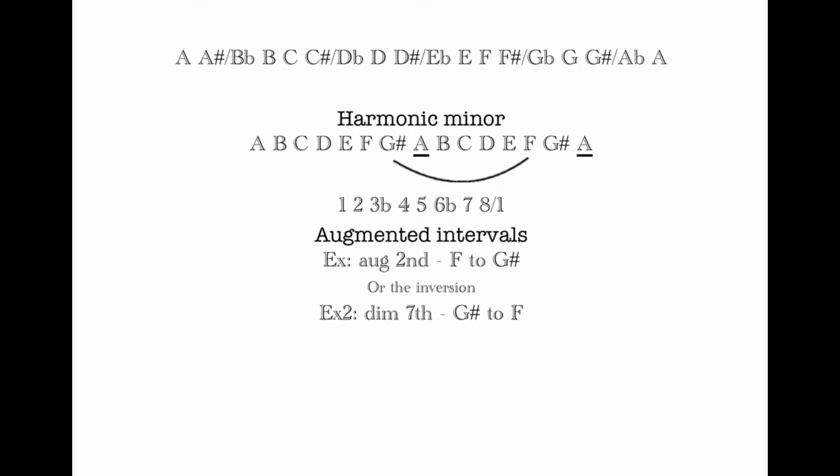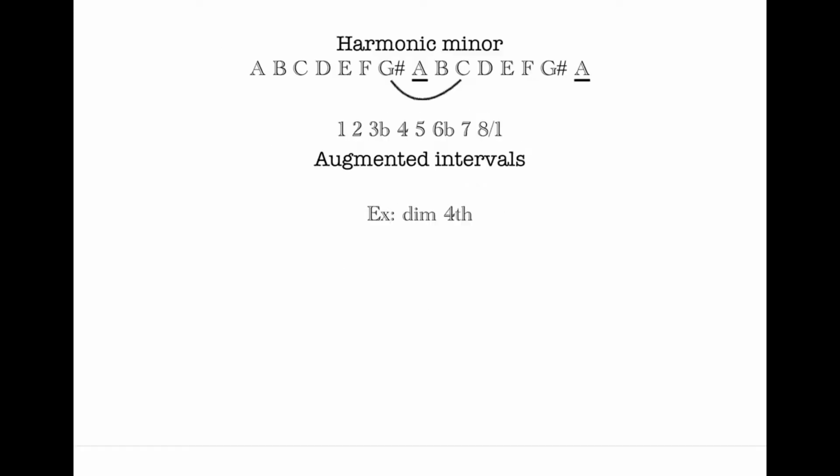In this next example, we see the inversion of the previous interval. This goes from G sharp to F. The letter names suggest that there's some kind of 7th, but it's definitely not a minor 7th because these notes are only 9 half steps apart, as opposed to 10, which is a minor 7th. In this case, we have to call this interval a diminished 7th.